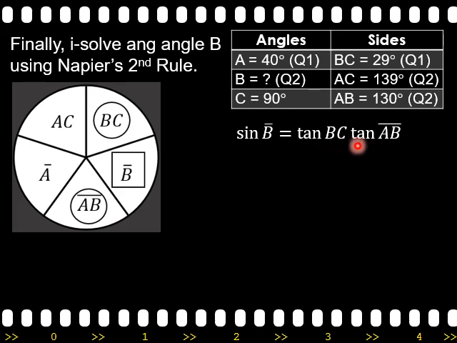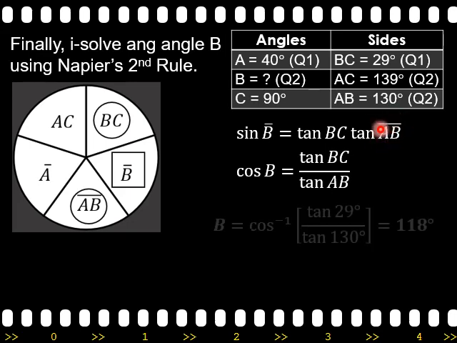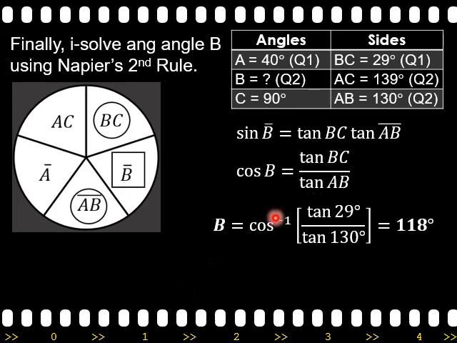Okay, so, let's derive the equation by removing the bars. So, kaya ito magiging sine, papalitan natin ng cosine, and then B, tanggalin natin yung bar, equals tangent BC over tangent AB. So, nilagay ko na to sa baba, kasi denominator, dahil may bar ito, si AB. Now, if we will substitute, so that would be equal to B is equal to inverse cosine of tangent 29 degrees over tangent 130 degrees. So, magiging sagot dito is 118 degrees.